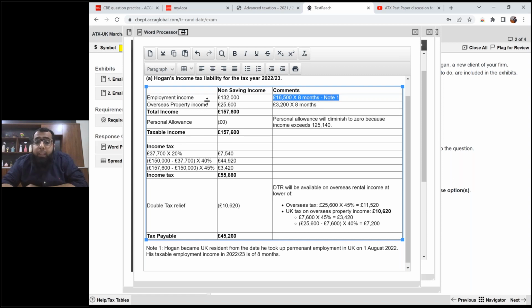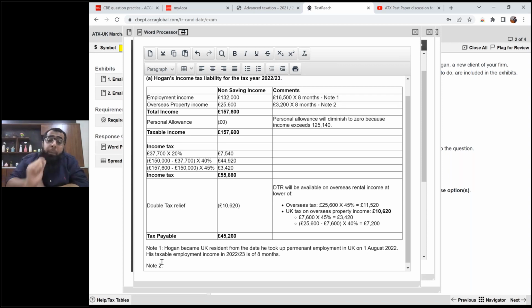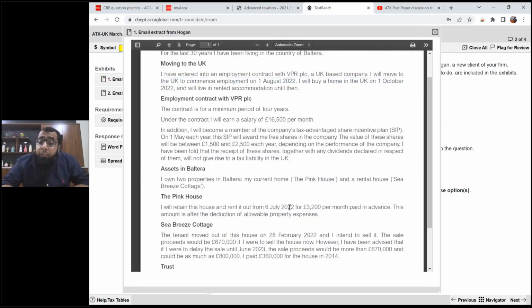Now, then there is overseas property income. The overseas property income is 25,600. Now I will add a note 2 here. Now see, overseas property income will only be subject to UK tax once Hogan became UK resident. The overseas property income is coming from the month of July, but I'm not taking it from July. I will consider it from the month of August, when he became UK resident.